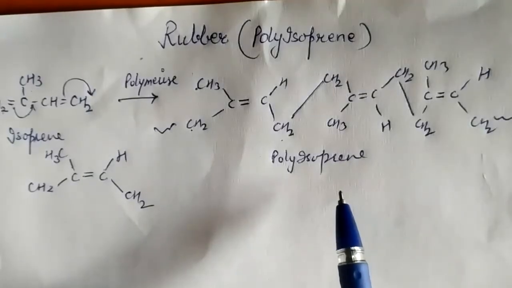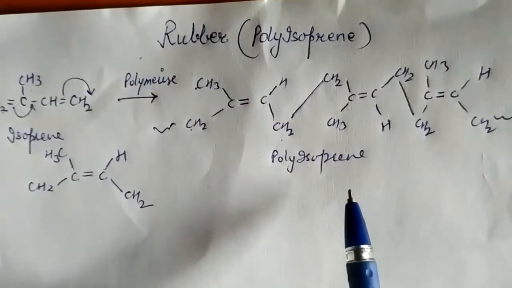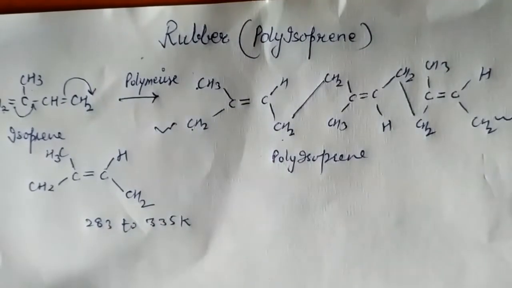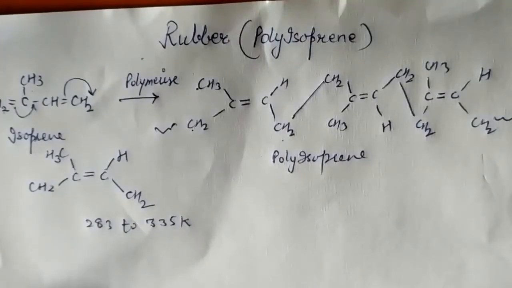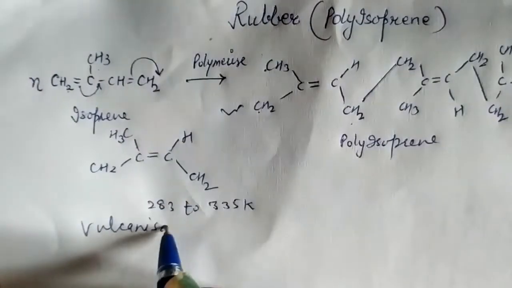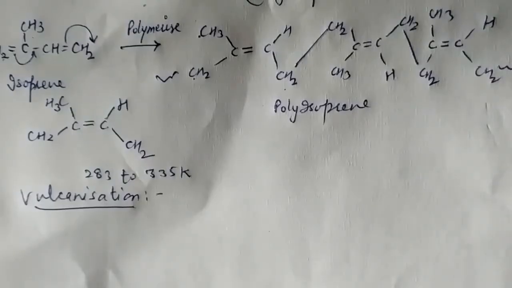Now rubber cannot be used over a wide range. It has some limitations. It can be used in a temperature range of 283 to 335 Kelvin only. If we try to use it at a higher temperature, it becomes soft, and below this temperature it becomes very brittle. In order to make rubber more usable, we perform vulcanization of rubber. What is vulcanization? It is treating the rubber with sulfur in the presence of zinc oxide or carbon black at a temperature range of 373 to 415 Kelvin.